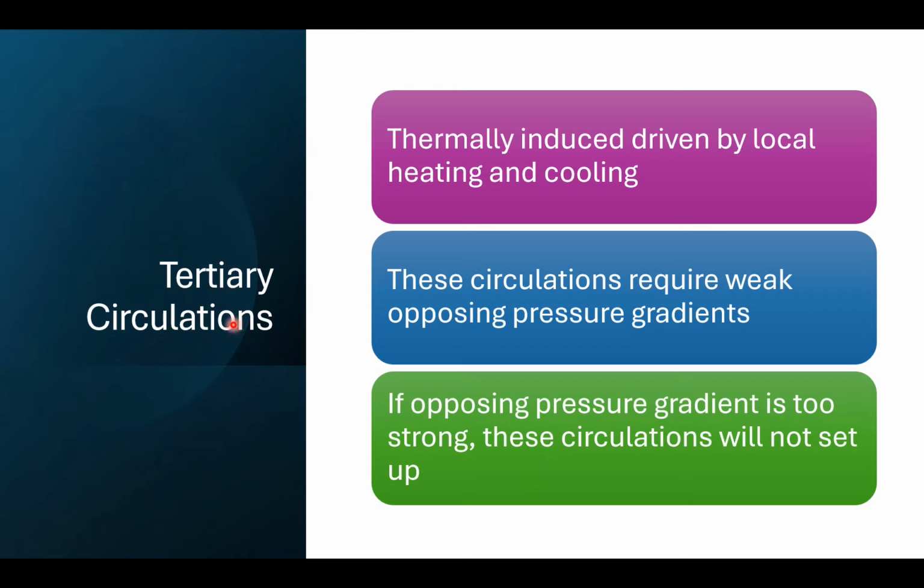Finally, let's talk about tertiary circulations. These are thermally induced and they're driven by local heating and cooling. These circulations require weak opposing pressure gradients. If you have an opposing pressure gradient that's too strong, these circulations will not set up. The way I like to think about tertiary circulations in the atmosphere would be like the sea breeze, land breeze effect. You're not really going to get a sea breeze in the wintertime, and the main reason is that your synoptic pressure gradient is too strong. So it's going to overpower this smaller scale tertiary circulation.